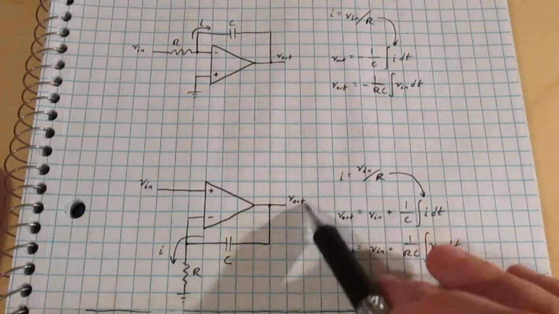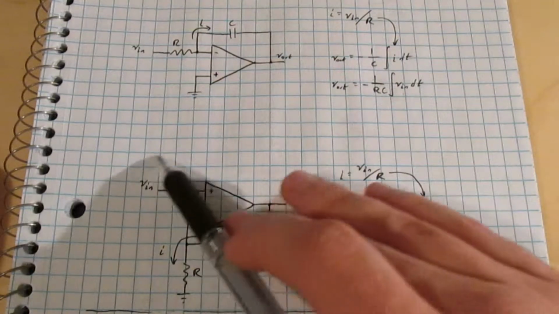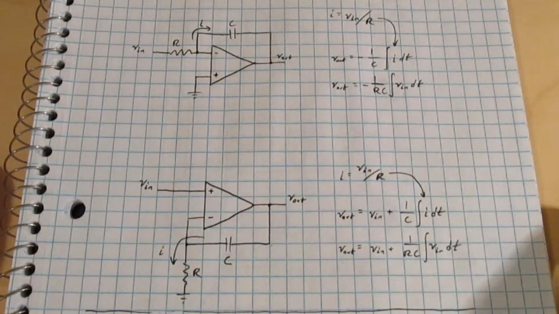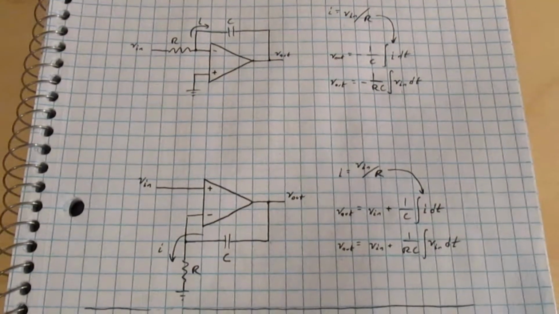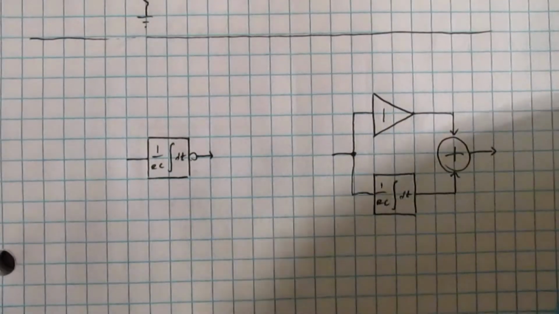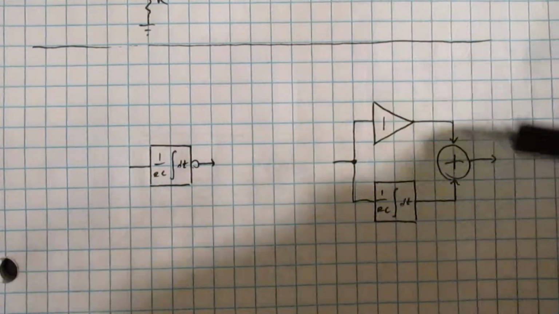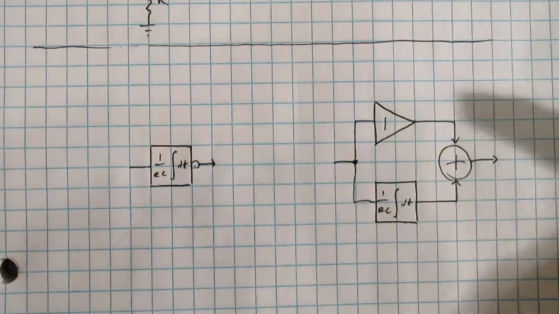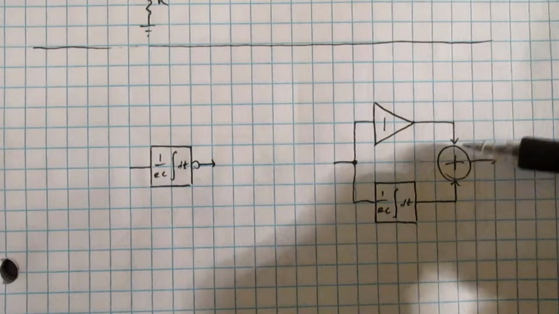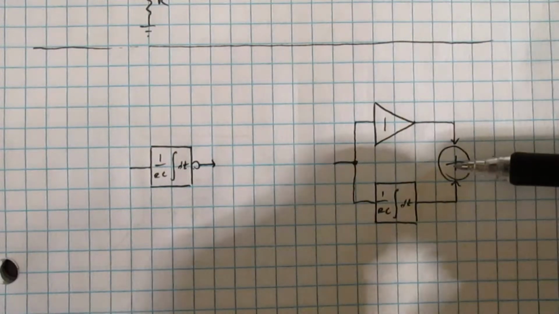So in other words, the output voltage is the input voltage plus the integral of the input voltage, instead of just the integral of the input voltage. To make that a bit more clear, here's some block diagrams. Here we have the ordinary inverting integrator. And over here is effectively what Jason Nguyen's integrator does. It has an amplifier with a gain of 1 in parallel with a non-inverting integrator.